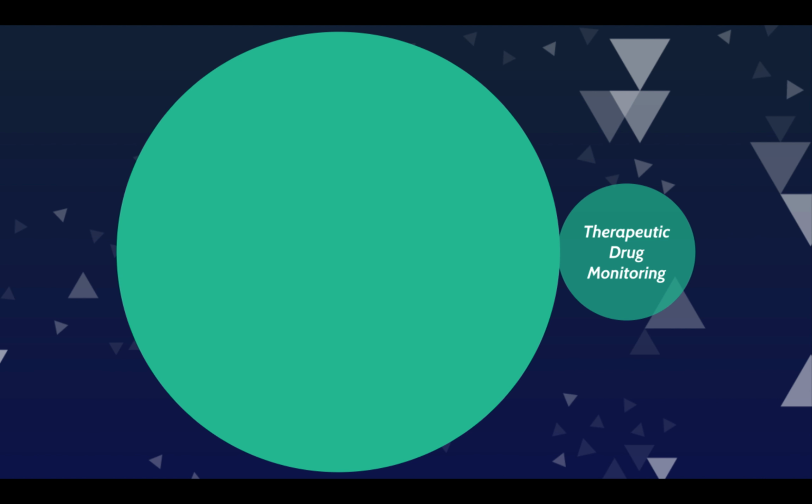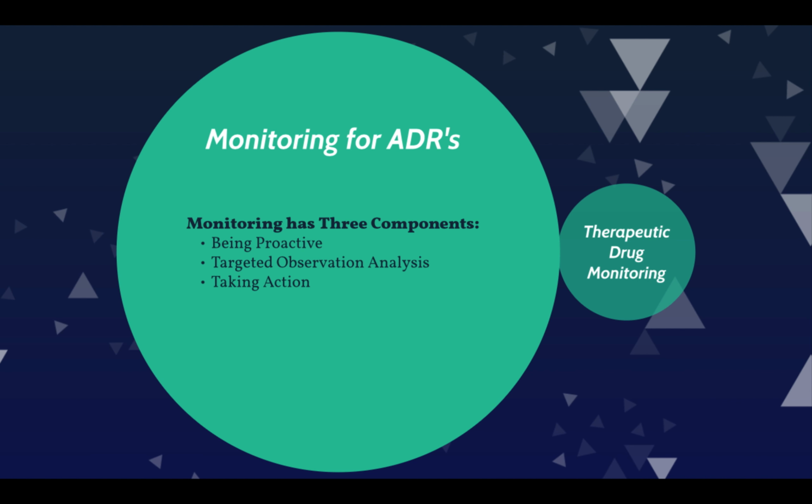So how do we monitor for adverse drug reactions? The monitoring for these types of reactions has three different components.